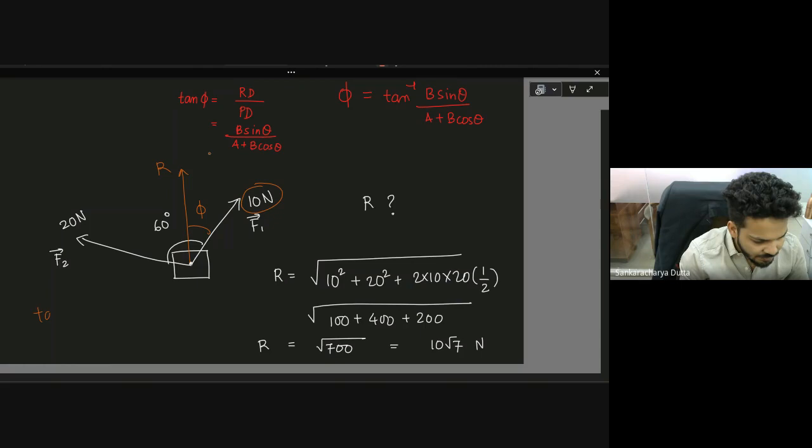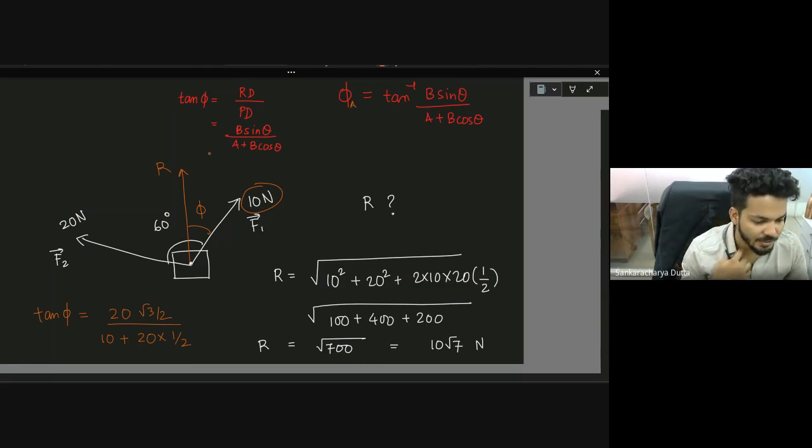So tan phi is going to be B sine theta, which means 20 sine 60, divided by A, which is 10, plus B cos theta, so 20 into half. Notice, to find the angle with A, your numerator will start with B. Phi is the angle with A. Just remember that.